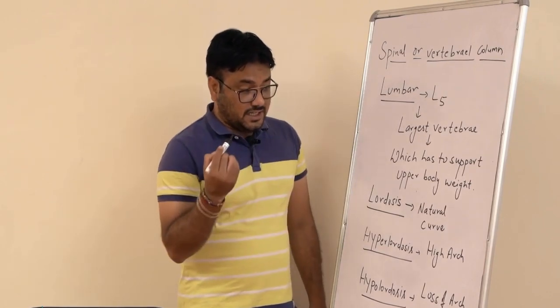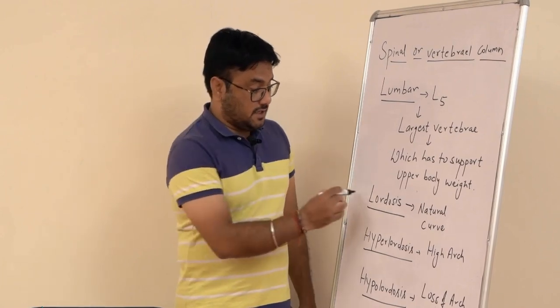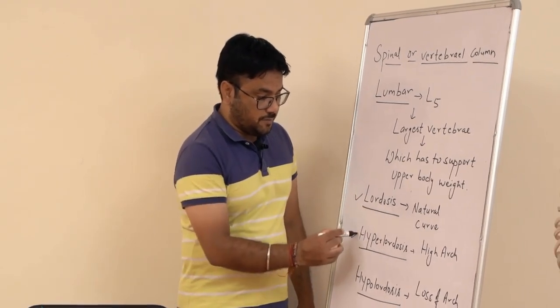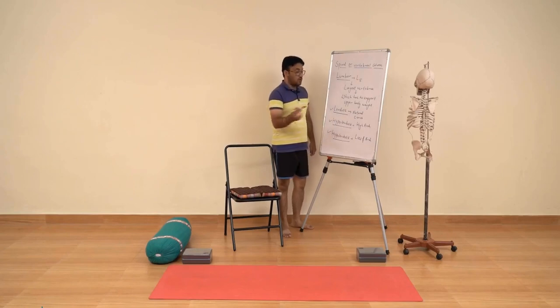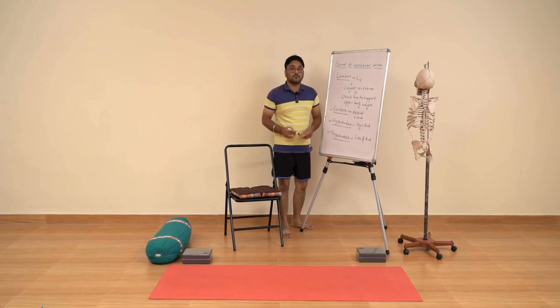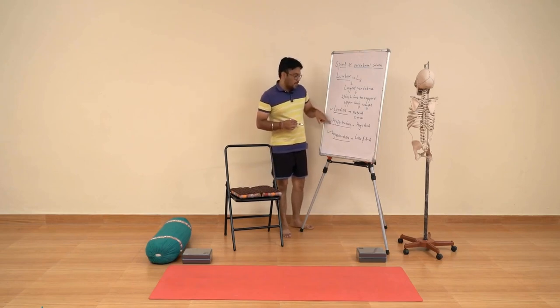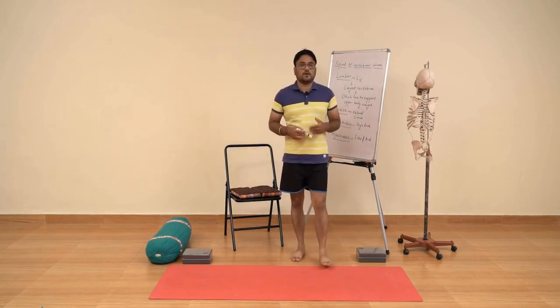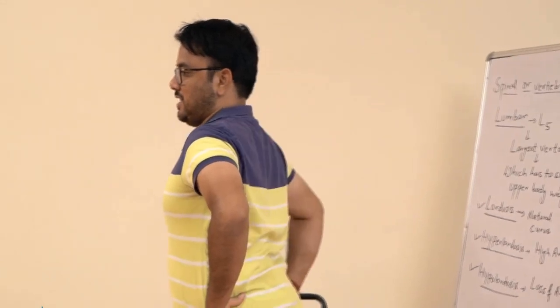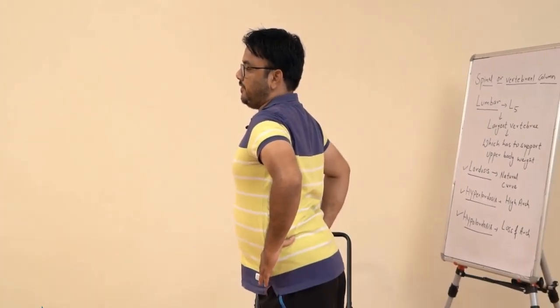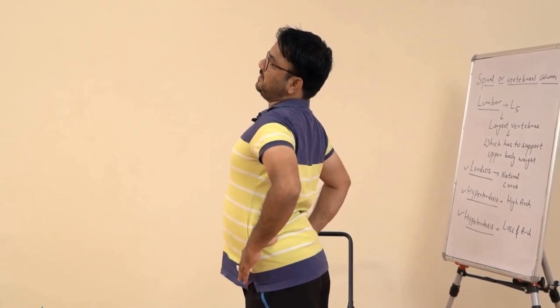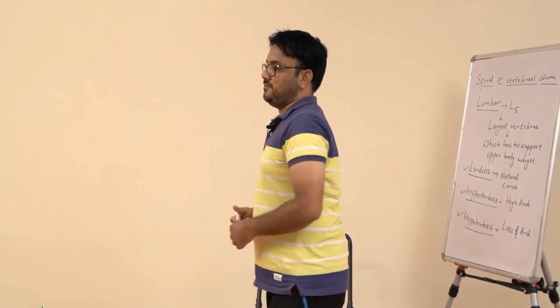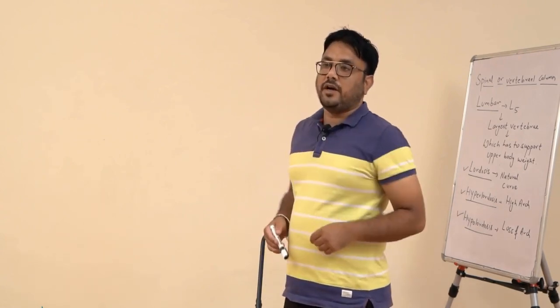So you can see 3 different types of curves. Lordosis, that is the natural curve. Hyper, high arch. Hypo, loss of arch, that is like a bamboo stick, like a bamboo tree, that we call the bamboo spine. When there is hyperlordosis, when the high arch is here, suppose this is my high arch like this, right? And if you ask me to go for backward bending, it creates compression here. So problem with the backward bending.